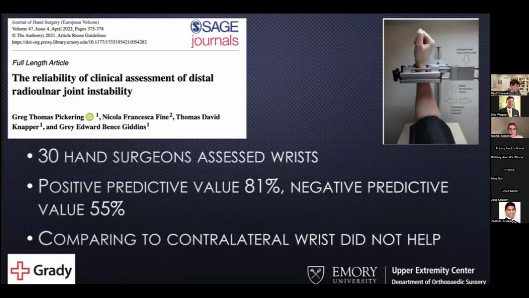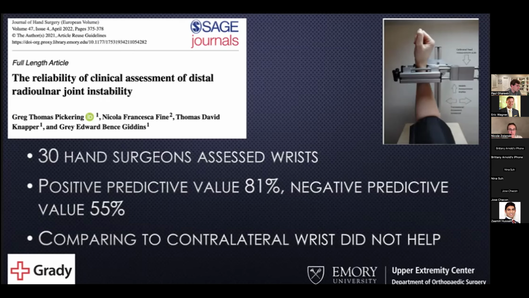And they found that the use of the Ballottement test as the primary exam technique yielded clinical assessment of the wrist being unstable to have a positive predictive value of 81% and a negative predictive value of 55%. Overall, stable wrists were correctly noted to be stable 94% of the time. So people are pretty good at telling if they are stable, but unstable wrists were identified correctly as unstable in only 20% of cases. This is terrible, right?